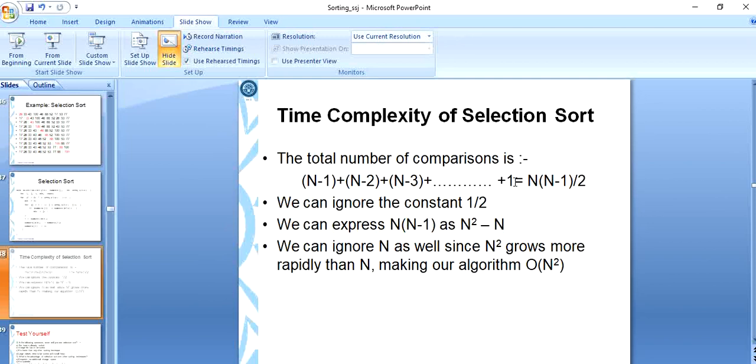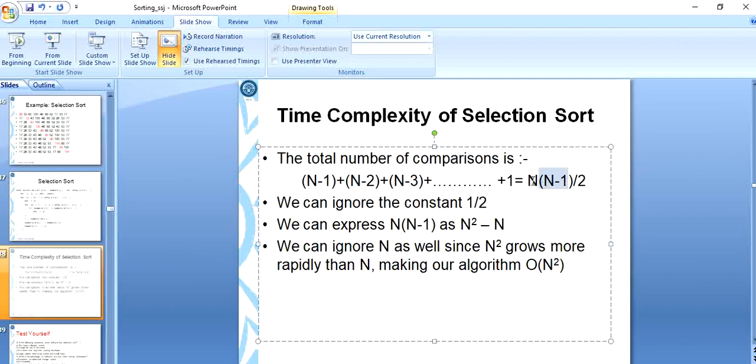So if we add numbers from 5, 4, 3, 2, 1 or 1, 2, 3, 4, 5, the effect is identical. So this is nothing but an arithmetic progression from 1 to n minus 1. For an arithmetic progression from 1 to n, the formula is n into n plus 1 divided by 2. But here we have a progression from 1 to n minus 1, so the formula is n minus 1 into n minus 1 plus 1. The minus 1 and plus 1 cancel out, so we get n.